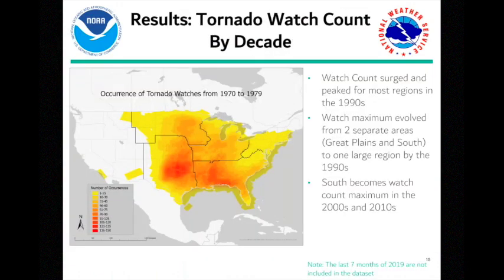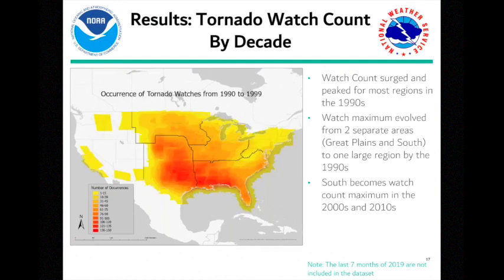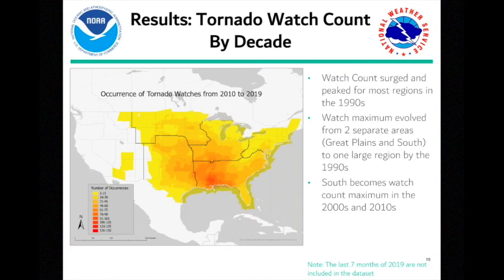For tornado watches, the first thing you'll notice is that there are two areas of count maximum, one in the south and one in the Great Plains in the 70s. As we advance forward, this area starts to merge into one and is officially one large region by the 90s. You'll also see the count generally went up into this decade for most areas. Then as we advance to the next decade, count starts to go back down and the watch maximum transitions to be mostly over the south region. The same trend continues into the 10s.